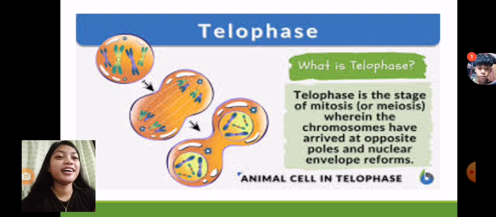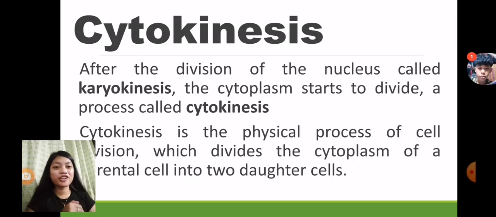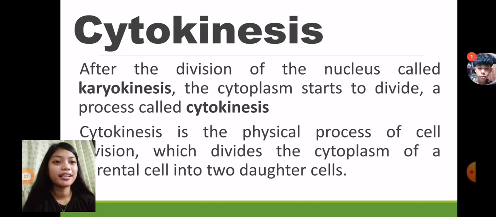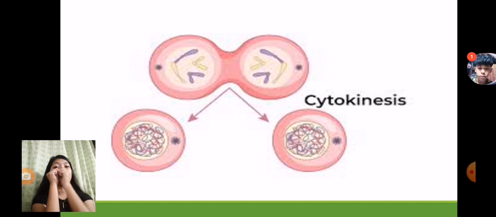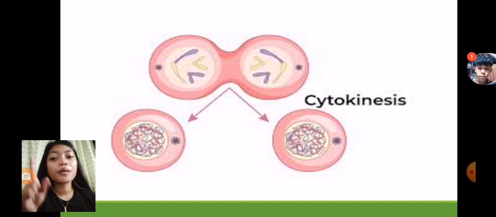Cytokinesis. After the division of the nucleus, called karyokinesis, the cytoplasm starts to divide in a process called cytokinesis. So the cytoplasm divides, and the two new daughter cells separate through the process called cytokinesis. Telophase is below, then cytokinesis. Remember PMAT in mitosis: prophase, metaphase, anaphase, telophase, cytokinesis.